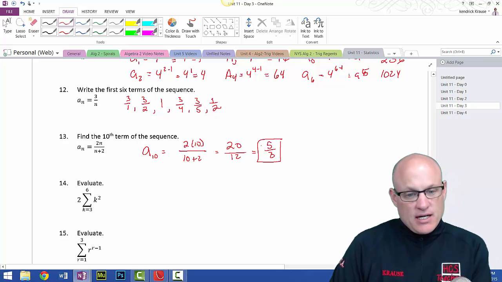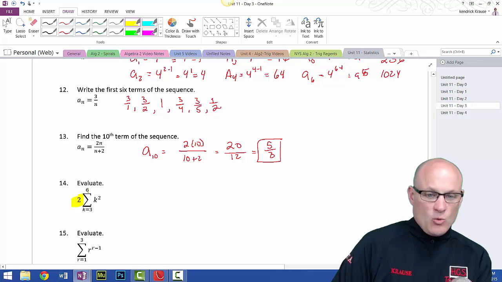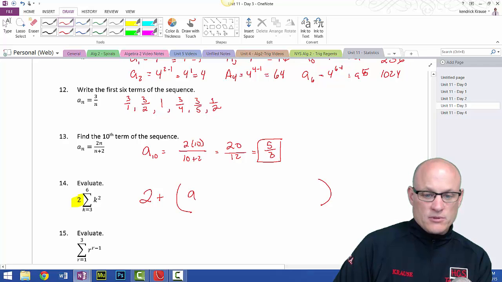All right, so this one's a little bit different. You see how it's got this 2 out front? What that says is, when you're done, add 2 to whatever you come up with. So 3 squared is 9, plus 4 squared is 16, plus 5 squared is 25, plus 6 squared is 36. So that was when I plugged in a 3, a 4, a 5, a 6. And if I add all this up, let's see, 25, 50, 86. So 86, and then don't forget the 2 on the front, so 88.